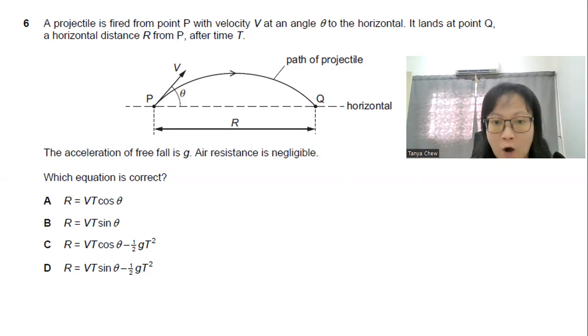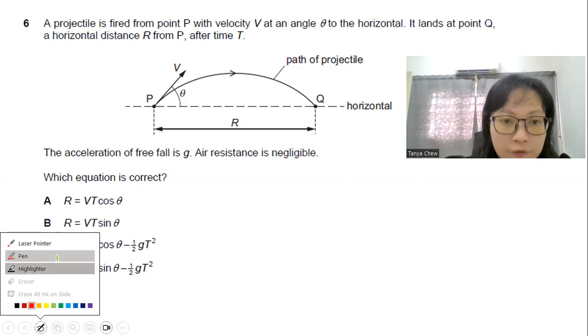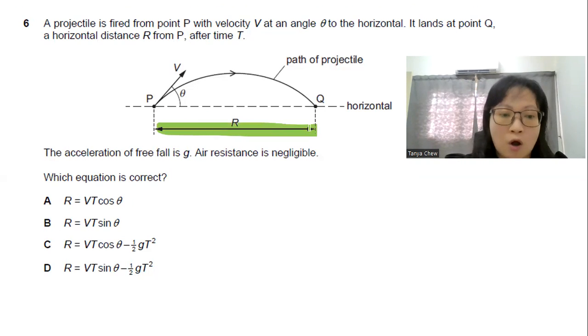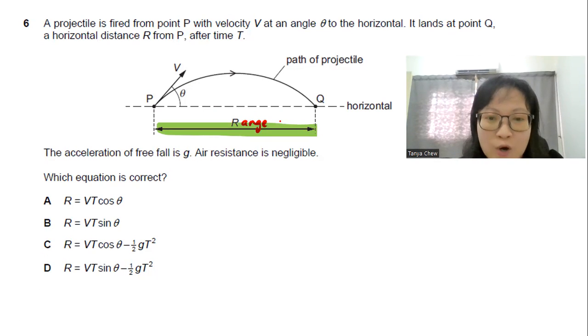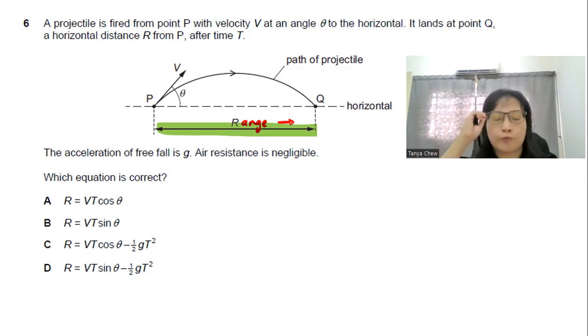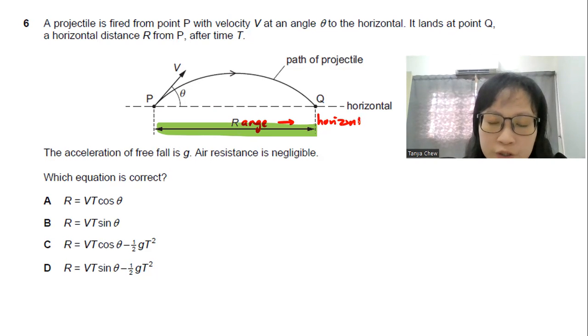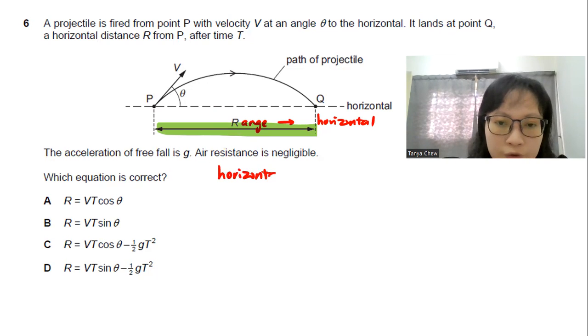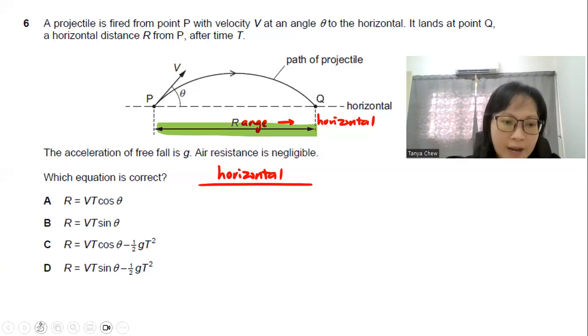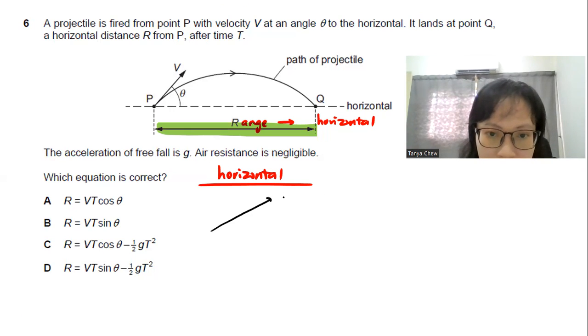And since R is involved, R is called horizontal distance of the whole trajectory, which is also called range. Range, or horizontal distance, is related to horizontal direction. To make things easier, all you need to do is resolve to horizontal direction. I am going to resolve my V into horizontal direction. This is my V, and this is my theta. I will put this as V horizontal.